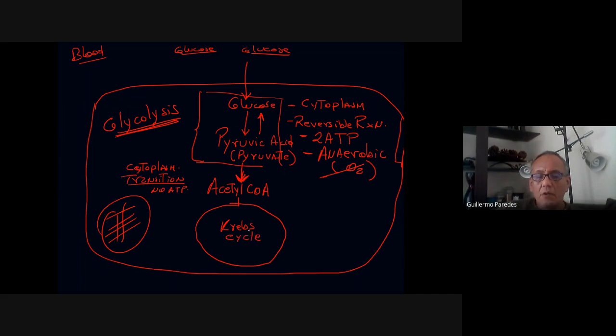This Krebs cycle is going to have 12 reactions. One reaction, two reactions, three, four, five, six, seven, eight, nine, 10, 11, and 12 reactions. So all are 12 reactions, one after another.